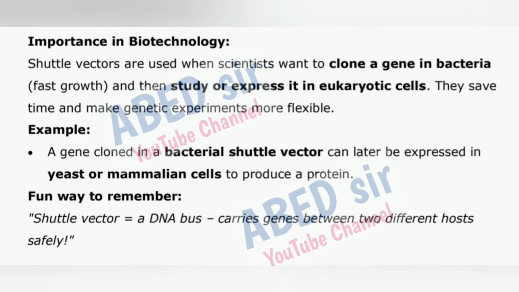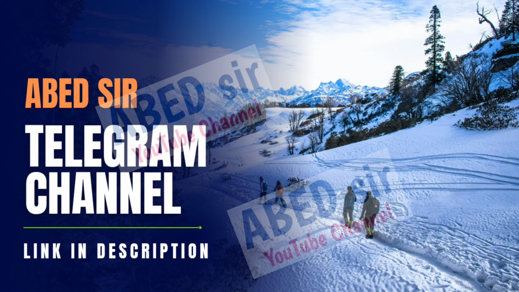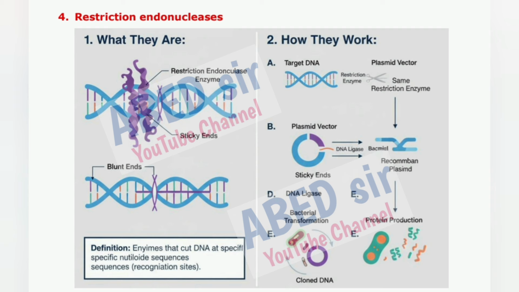Importance in biotechnology. Shuttle vectors are used when scientists want to clone a gene in bacteria, for fast growth, and then study or express it in eukaryotic cells. They save time and make genetic experiments more flexible. Example: a gene cloned in a bacterial shuttle vector can later be expressed in yeast or mammalian cells to produce a protein. Fun way to remember: shuttle vector equals a DNA bus, carries genes between 2 different hosts safely.